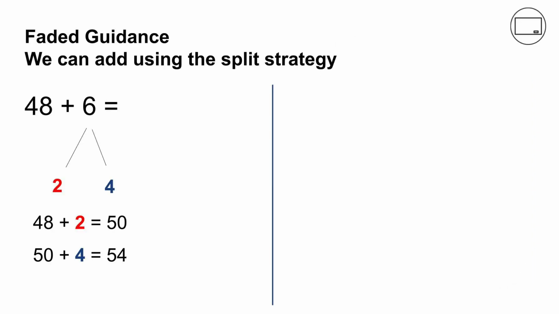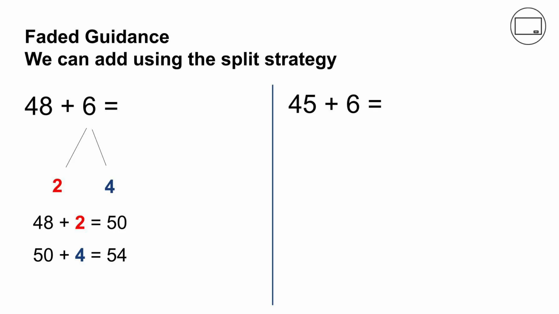In this case, we have a faded guidance question for the addition split strategy. In the worked example, we've split the 6 into the 2 and the 4. We add the 2 to 48 and bring it to 50, then 4 to bring it to 54, right? A pretty traditional strategy. The teacher models that strategy, then leaves it on the board as a worked example.